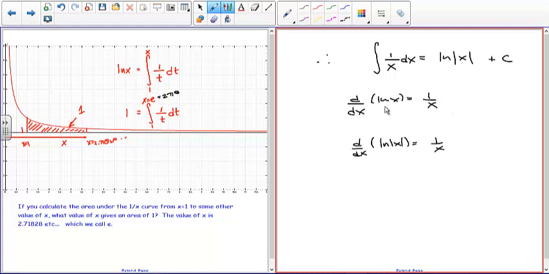Now notice there's two cases here. The derivative of the natural log of x is 1 over x, and the derivative of the natural log of the absolute value of x is also 1 over x. Okay. So even though this is derived, and it turns out we have to use an absolute value, which I'll explain Monday, here it doesn't matter whether it has absolute value or not. Okay, we'll continue on Monday on that one.